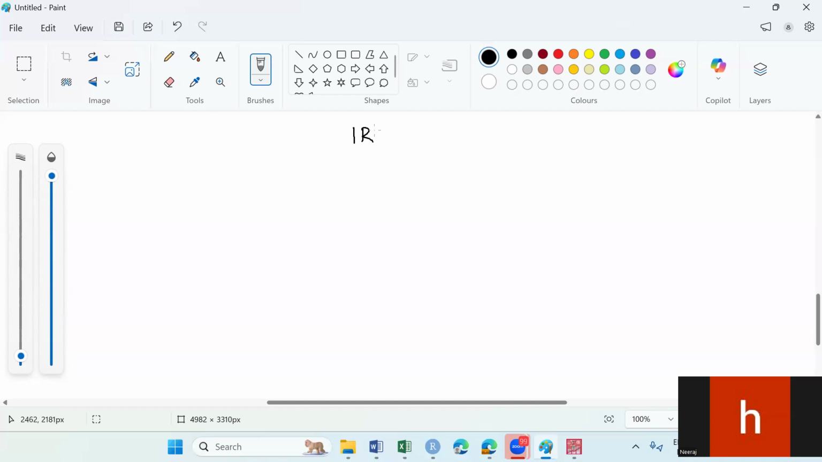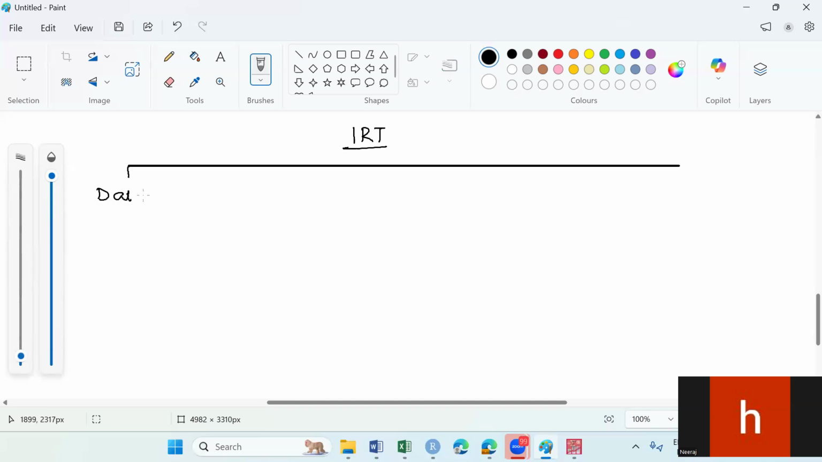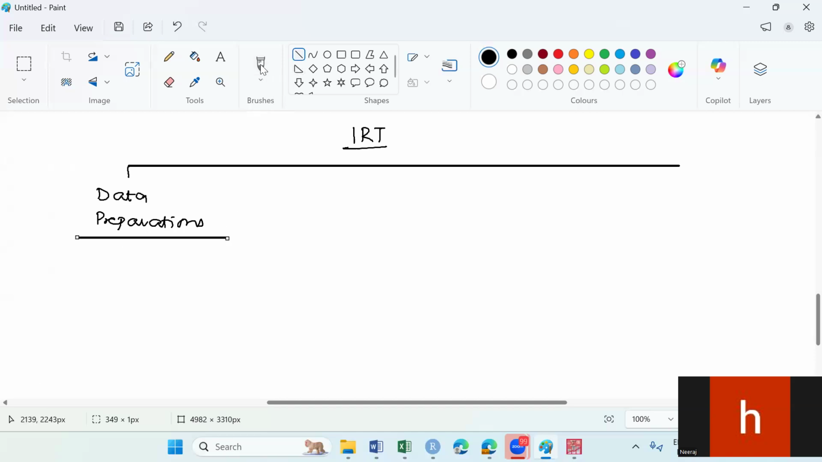Let's start with the IRT. In IRT, there are a couple of dimensions we will discuss. The first is called the data preparation steps. So what are the data preparation steps? Number one, I don't have any sort of PPT, etc. So you have to depend on my notes, or maybe you are writing side by side.